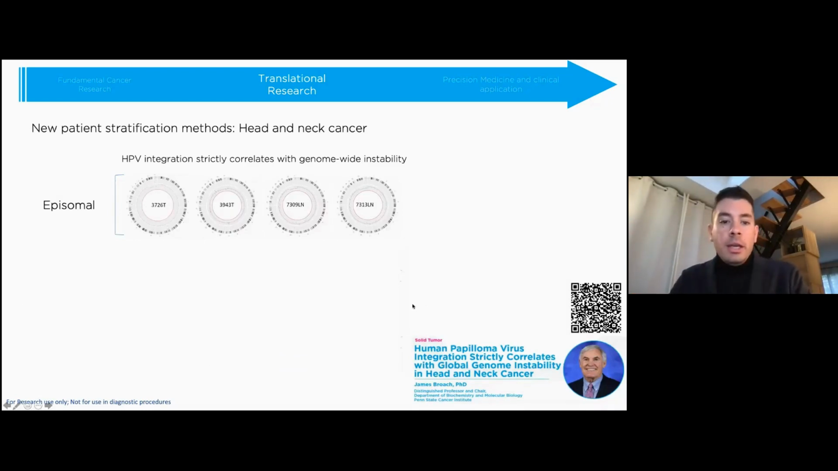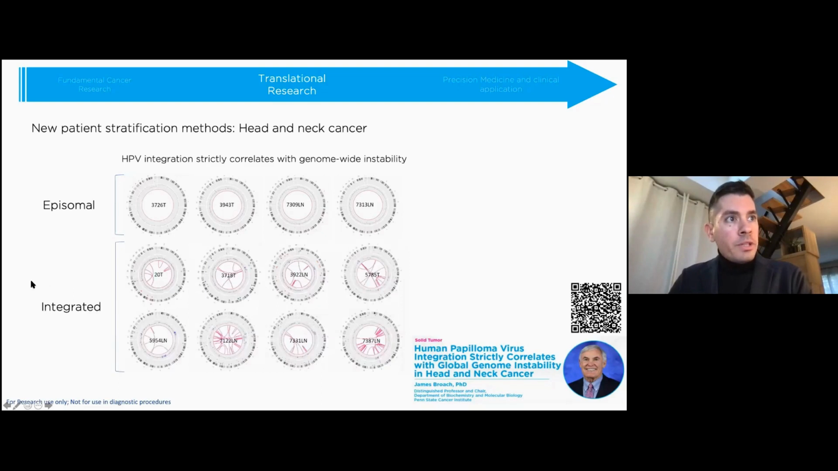The same way in head and neck cancer, HPV insertion can cause extensive chromosomal rearrangement as well. And the circos plot can cluster patients into two groups. The patients with an episomal form, so not integrated, will display a minimal level of chromosomal instability, from those with an integrated form that will harbor a tremendous amount of recombination and translocation, as you can see on these circos plots.